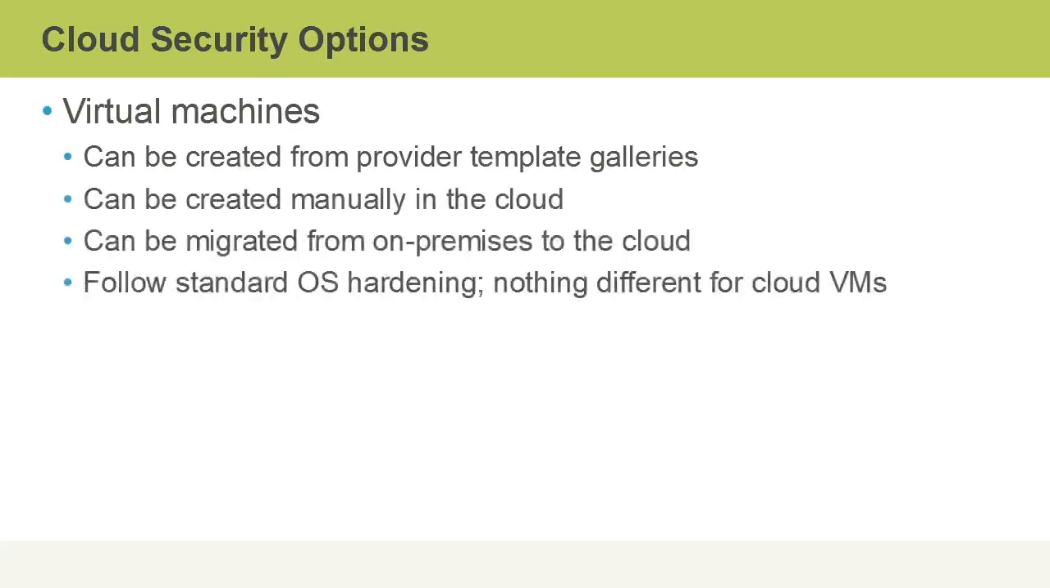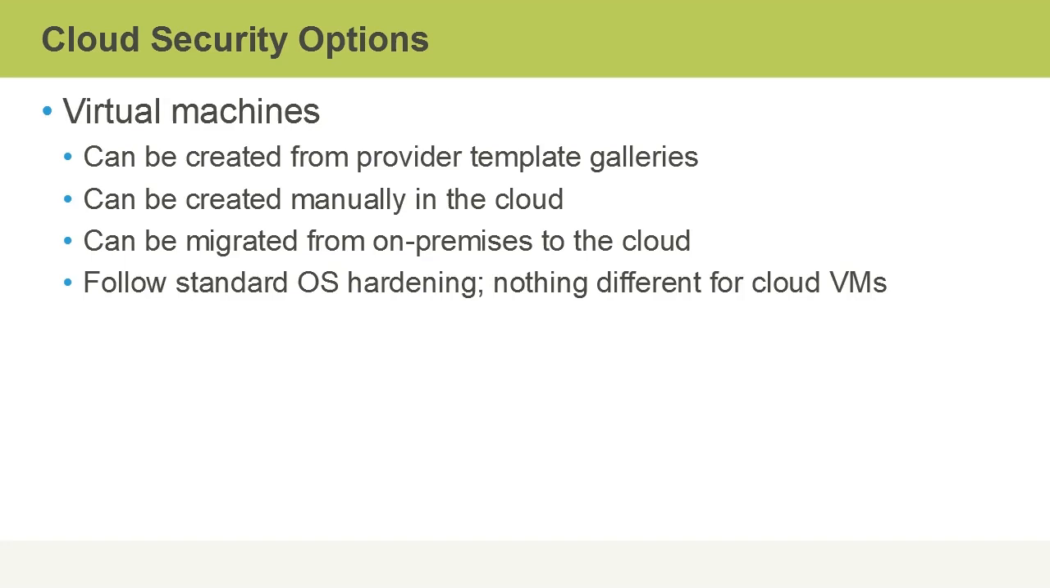Cloud computing implies virtualization, whether we as cloud customers make the virtual machines ourselves or whether they're built when we run some kind of a wizard for some cloud service. Virtual machines can be created in the cloud from provider template galleries for a quick and easy deployment, or you can manually create virtual machines in the cloud yourself. You can even migrate existing on premises virtual machines to the cloud to reuse your investment that you've already spent in building VMs on premises.